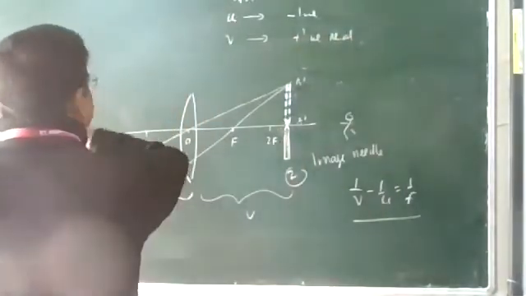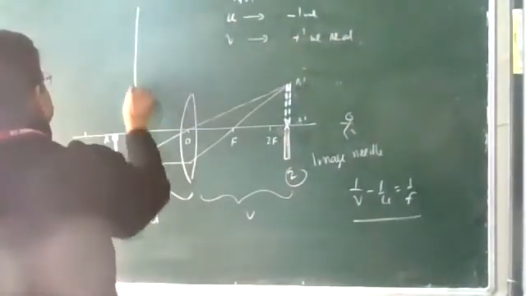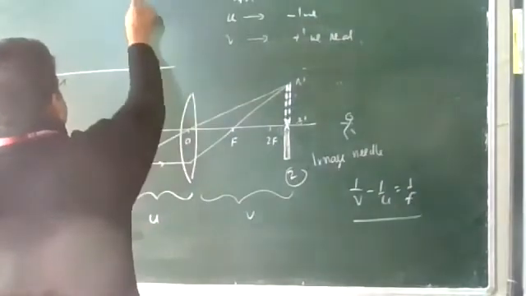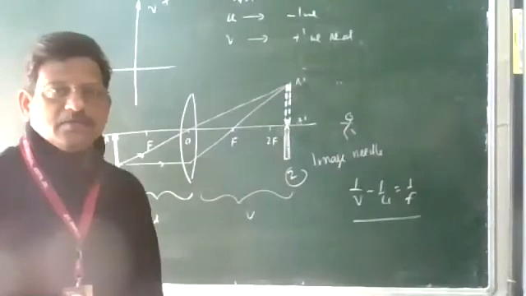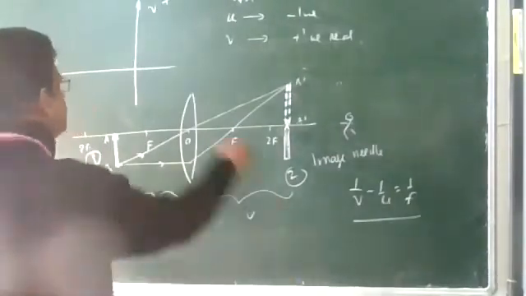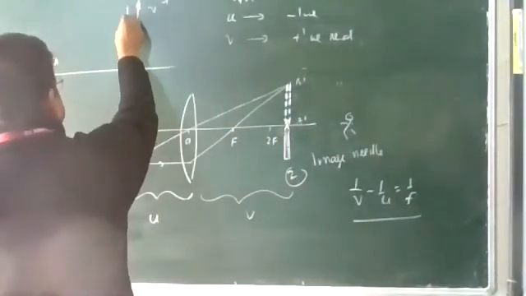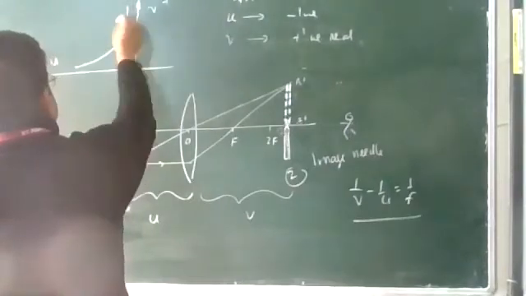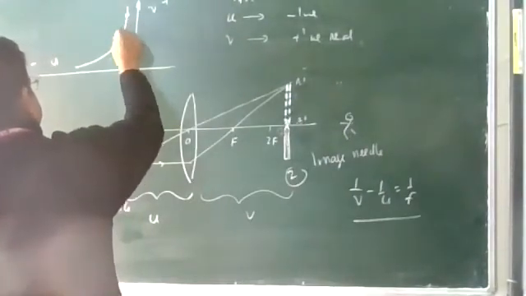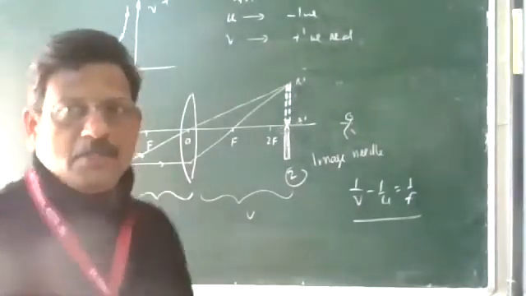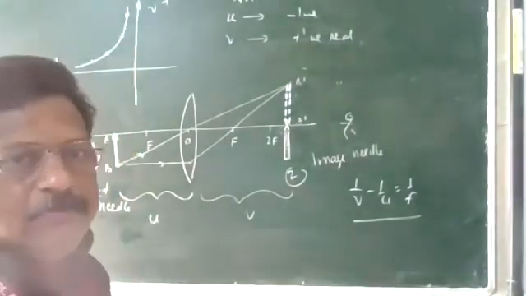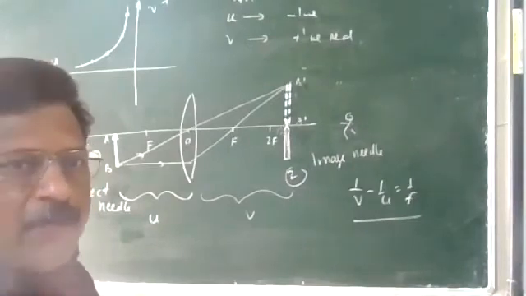So we plot a graph between U and V. V positive, U negative. It will be in the second quadrant. The graph will be a rectangular hyperbola. This is the shape of the graph. So you have to plot the graph on graph paper.